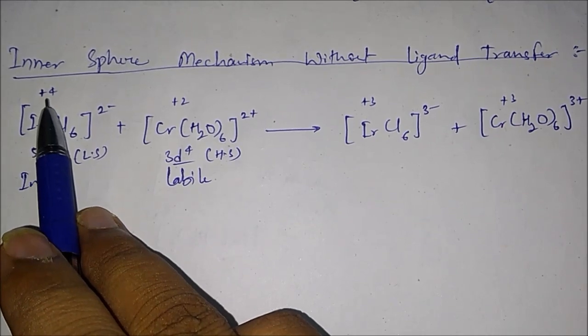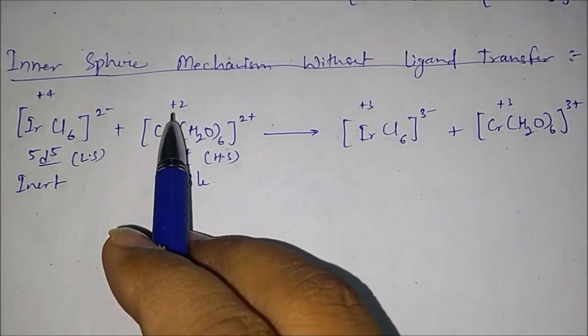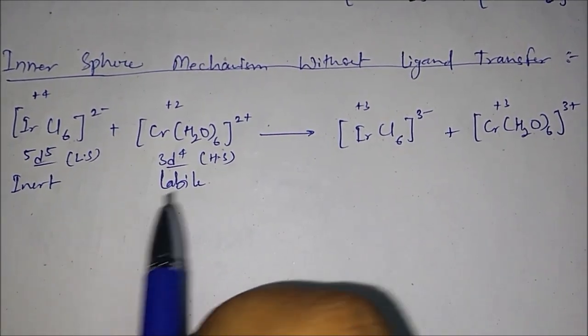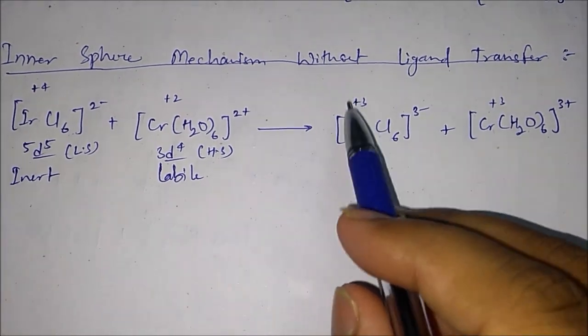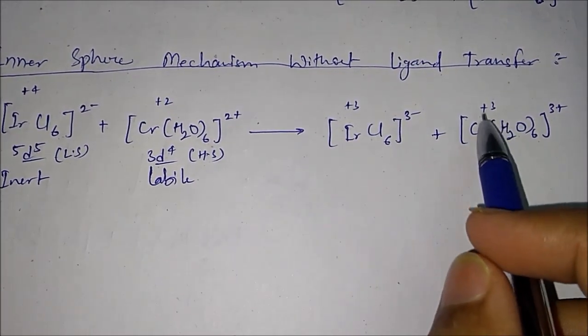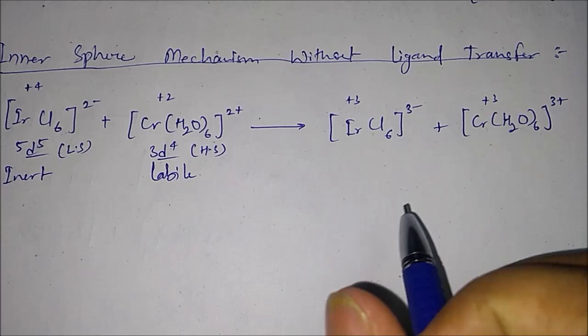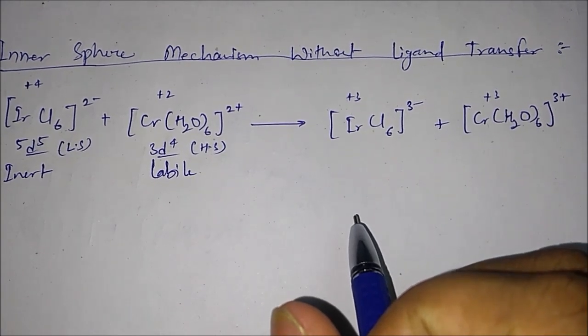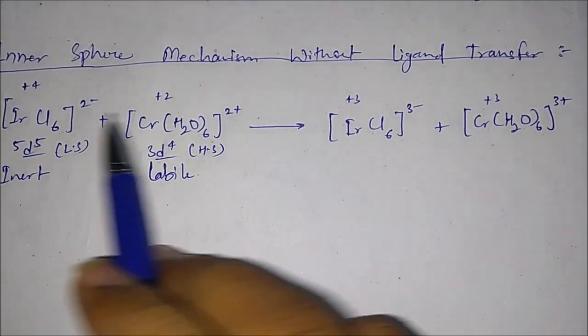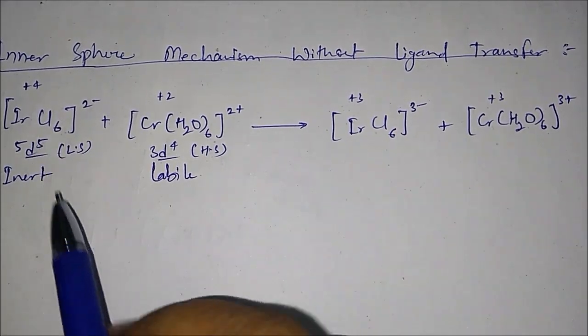The oxidation state over here for iridium is +4, whereas here it is +2. In the product, iridium is coming as +3 oxidation state and chromium is coming as +3 oxidation state. So the same thing is happening here, and the bridging ligand is chlorine. So how will the mechanism proceed?